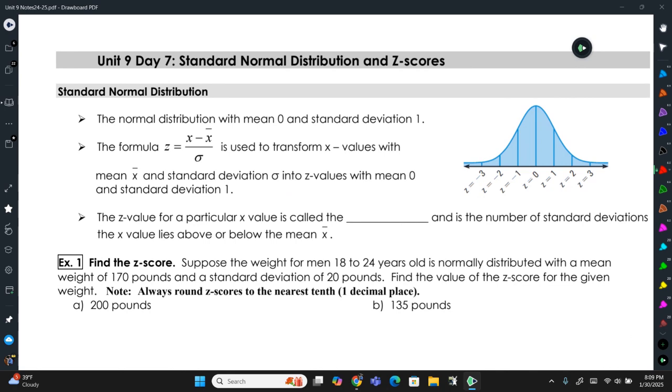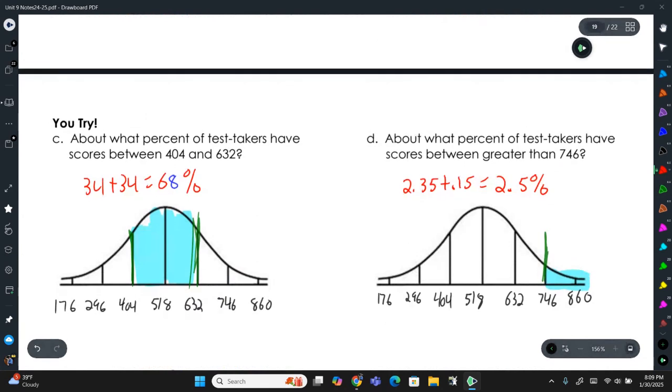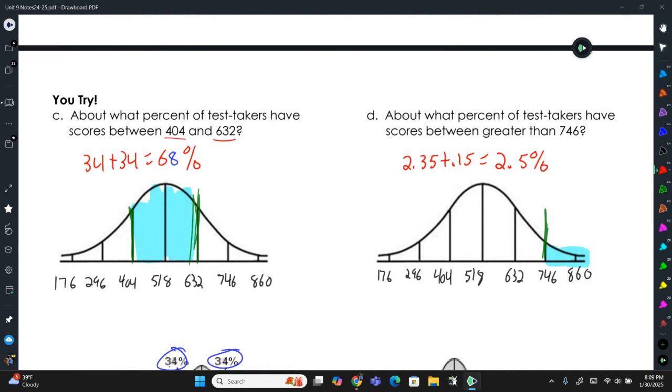the mean. So the other day when we were working on problems like this, 404 and 632, 404 was one standard deviation lower than the mean for this problem, and 632 was one standard deviation above the mean. 746 was two standard deviations above the mean. So the z-score will allow us to find the probability of any data point.